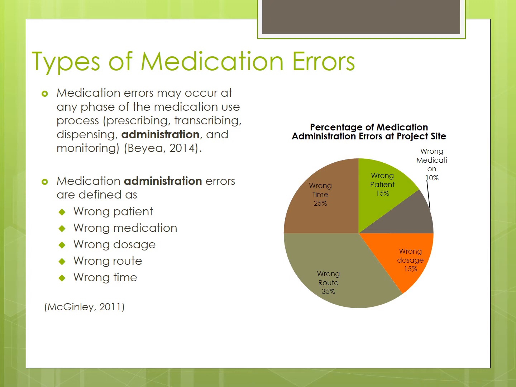Medication errors may occur at any phase of the process. The process involves the following steps: prescribing, transcribing, dispensing, administration, and monitoring. Medication administration errors are defined as wrong patient, wrong medication, wrong dosage, wrong route, and wrong time. The percentage of medication administration errors where the DNP project was held included wrong patient 10%, wrong medication 10%, wrong dosage 15%, wrong route 35%, and wrong time 25%.